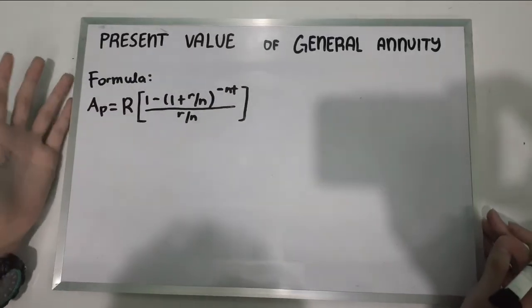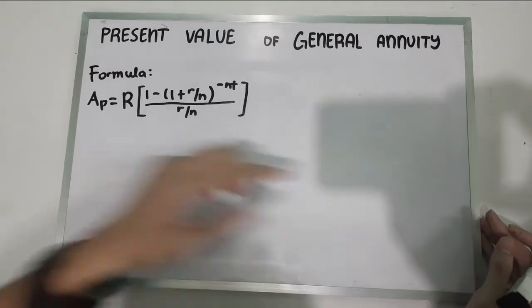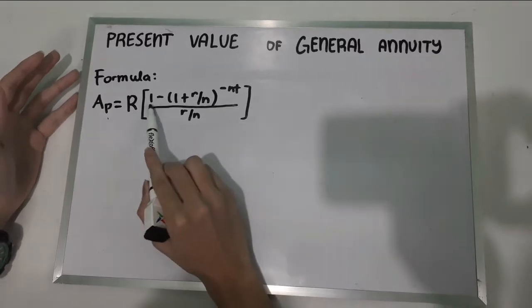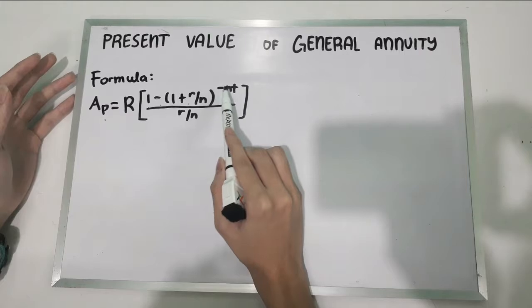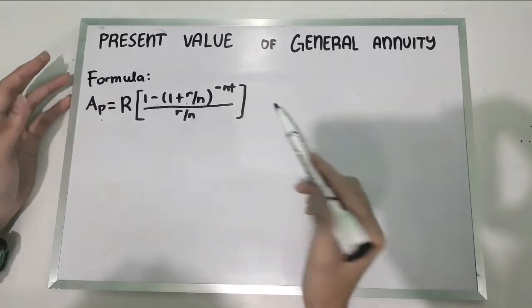So, the first lesson for this video is present value of general annuity. We have this formula which states A sub P is equal to R times 1 minus the quantity of 1 plus r over n to the power of negative nt, over r over n.